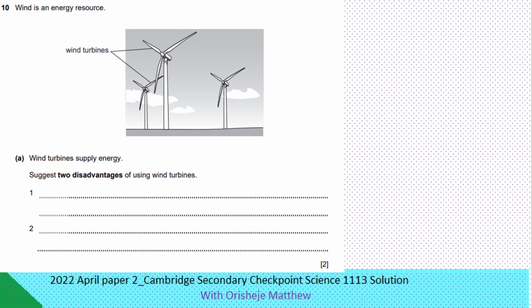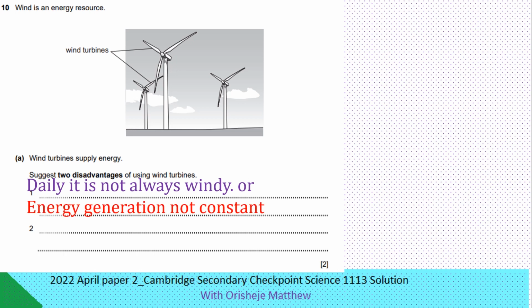Question 10. Wind is energy resource. Wind turbines supplying energy. Suggest two disadvantages of using wind turbine. Daily, it is not always windy. Energy generation not constant because of fluctuation in the speed of wind.